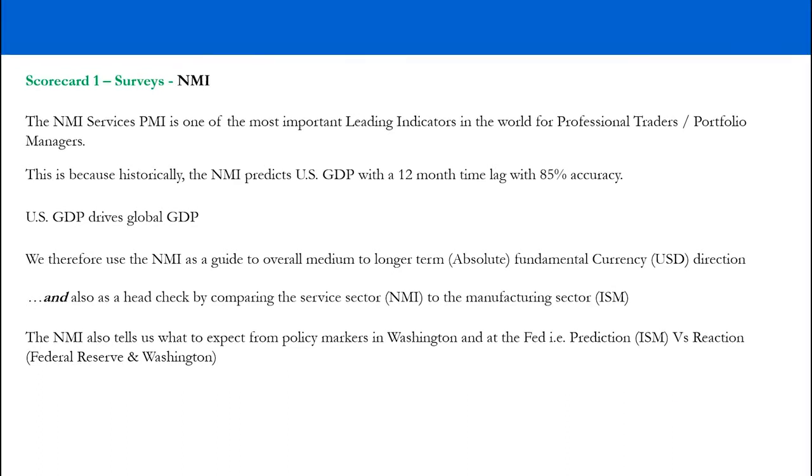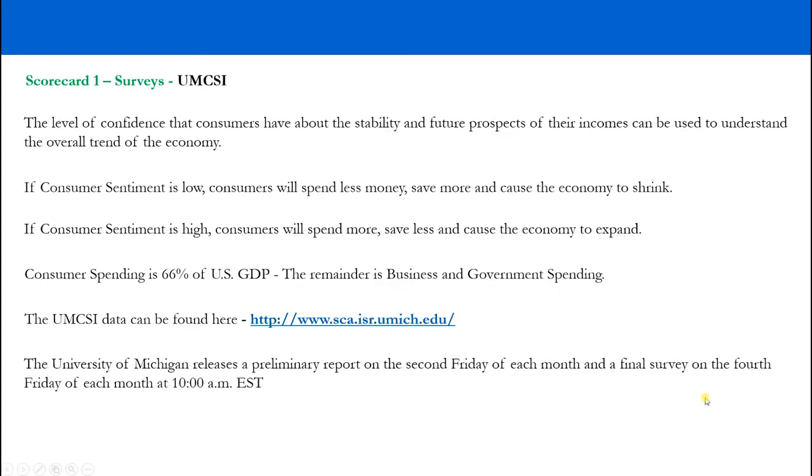And now what we're going to do, because we look at the ISM and NMI together, is we're going to go over to the spreadsheet and we're going to look at exactly how we attach scores to these situations in our two surveys, the ISM and the NMI. So let's go over to the spreadsheet.